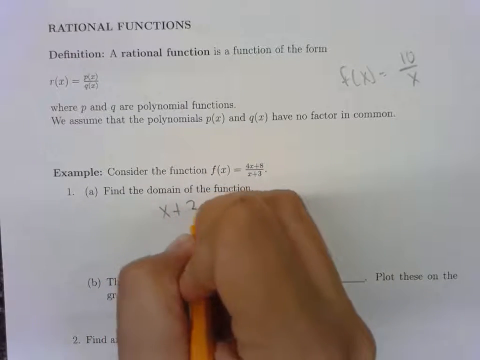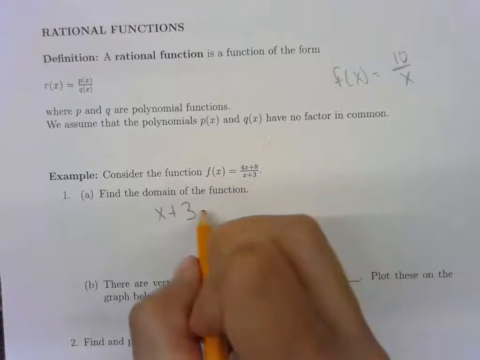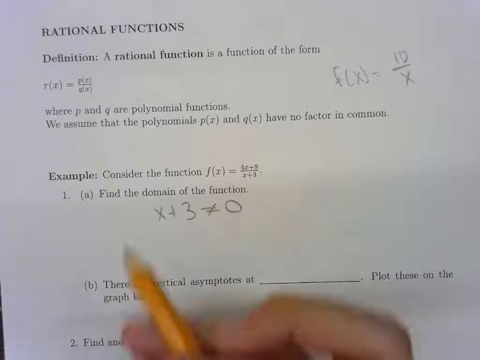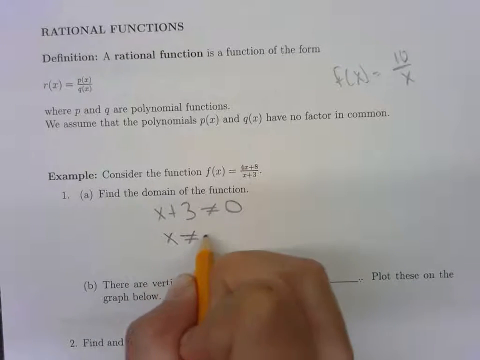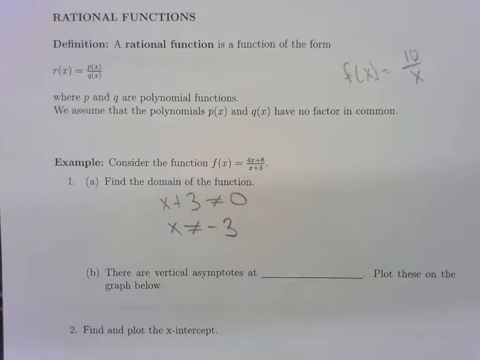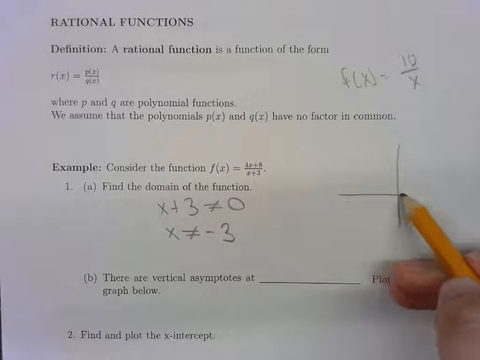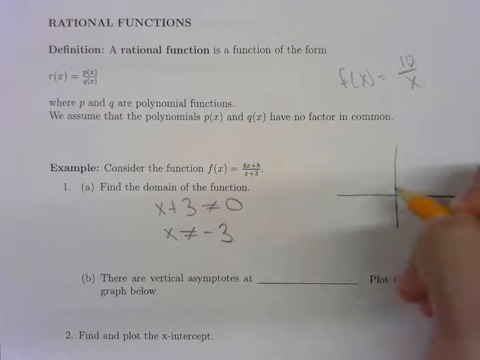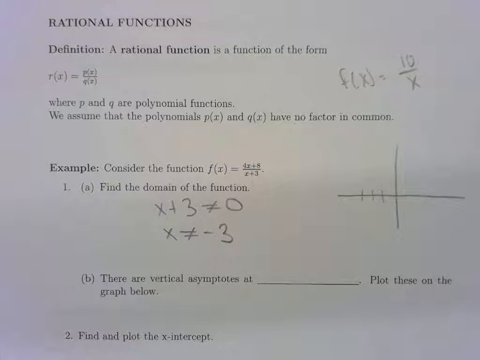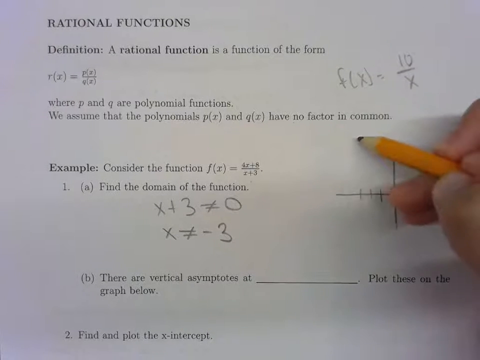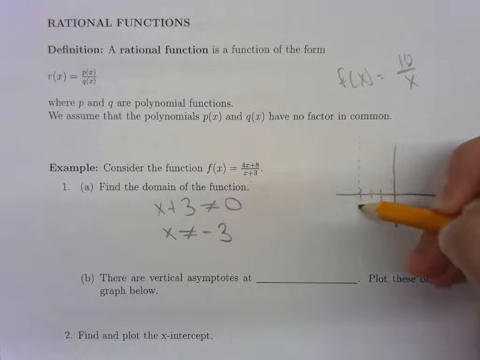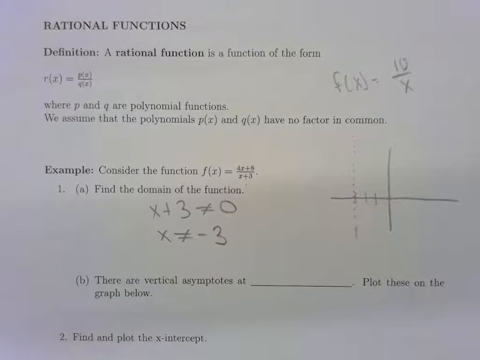So remember, this is how we did domains. We're going to write the denominator can't be 0. So that means that x can't be negative 3. I just got x by itself. So in a graph, you have x is negative 3 here. So in your graph, we know x can't be that. So I'm going to put a vertical dotted line there.